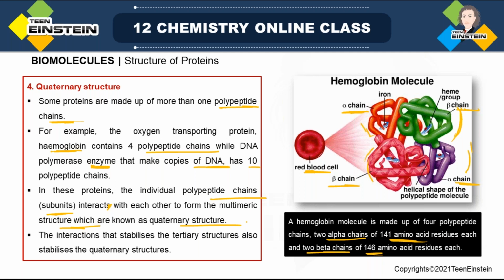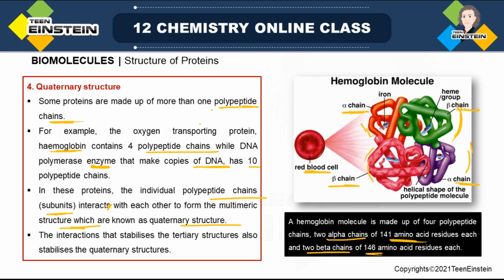Now, what are the interactions that are responsible for this type of structure? That is actually the same as tertiary structure. Whatever interactions you have seen in case of tertiary, remember van der Waals, hydrogen bond, disulfide, all these are also present in this case. But it is only applicable for those proteins where there is more than one polypeptide. So how each polypeptide chain interacts with the others, that is actually the quaternary structure.